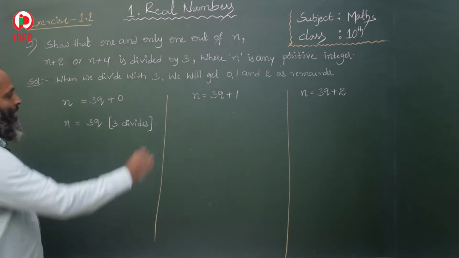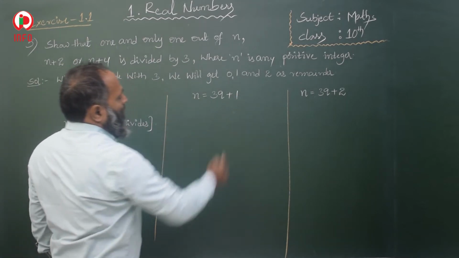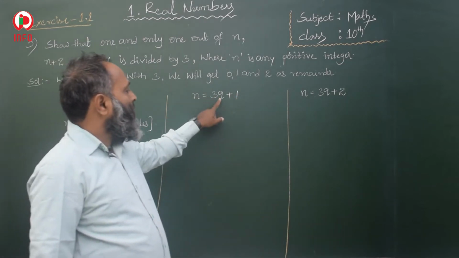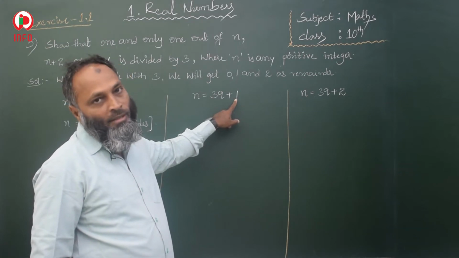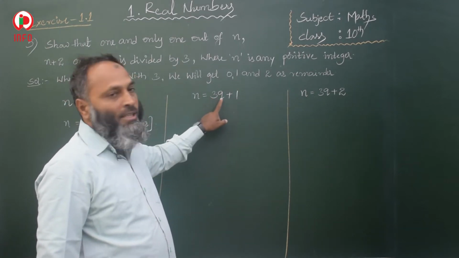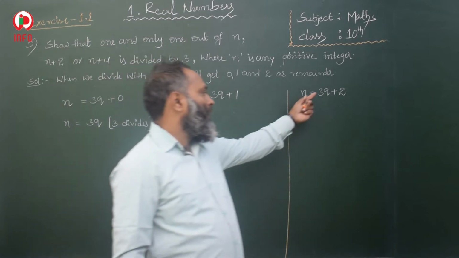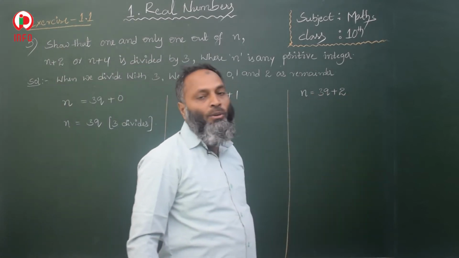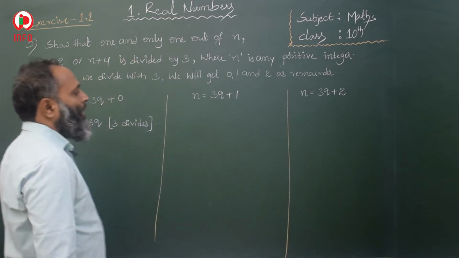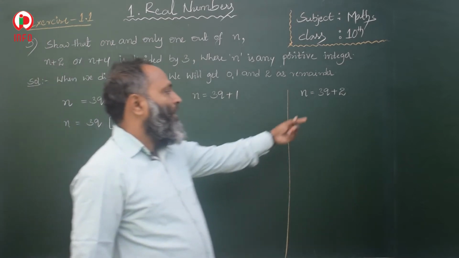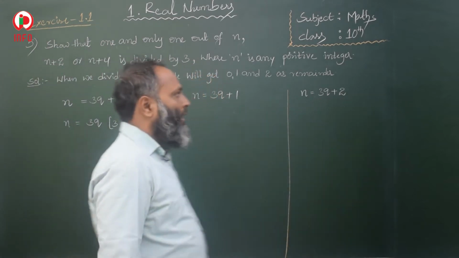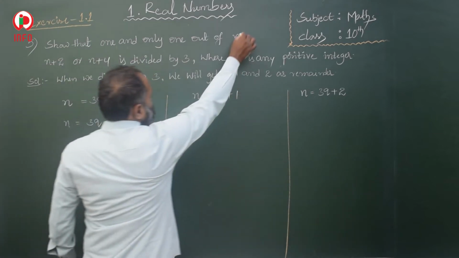Then after that, for 3q plus 1, a multiple of 3 is there and plus 1 remainder is there. So no chance, 3 does not divide this n. For 3q plus 2, the remainder you will get is 2. So you won't get division by 3, because here 2 is the remainder. Then after that, n is over.